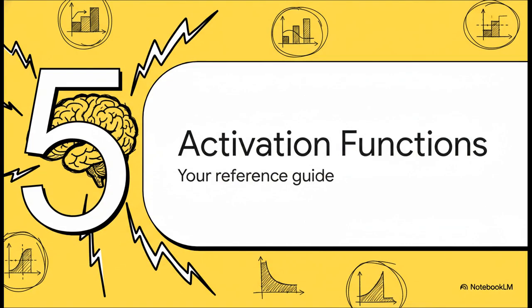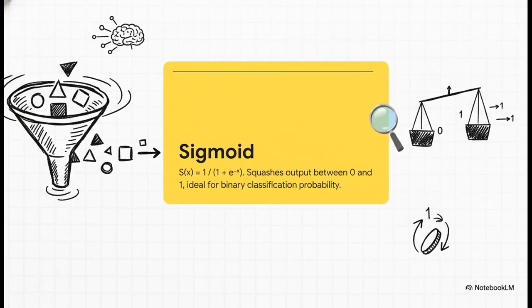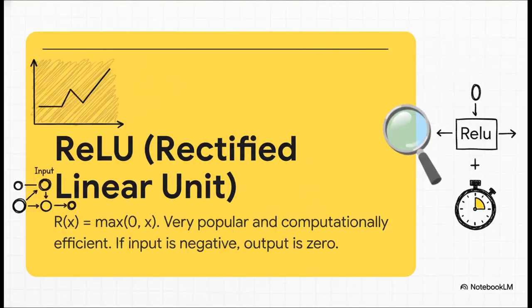All right, to wrap things up, let's do a quick review of the toolbox we've been talking about, the activation functions. These are the nonlinear workhorses that really give neural networks all their power, and picking the right one is a huge part of the job. So we've already met the sigmoid function, right? It's famous for taking any real number and just squishing it down into a range between 0 and 1. This makes it absolutely perfect for the output layer when you're doing binary classification, because you need something that looks like a probability.